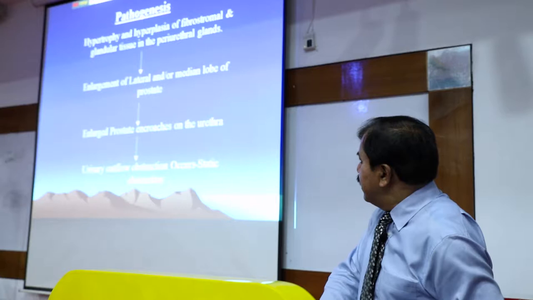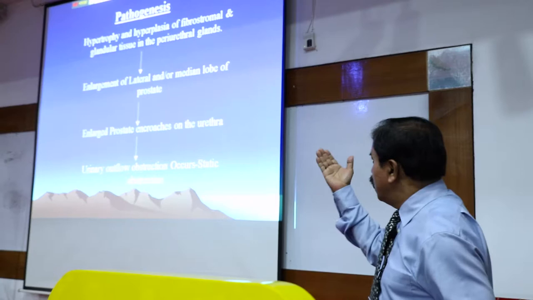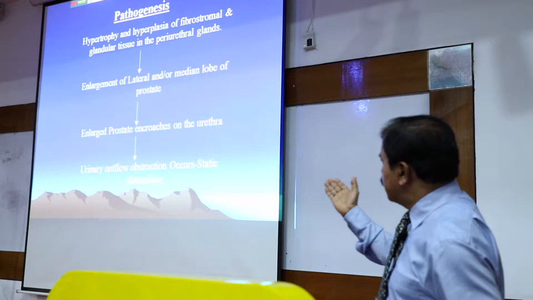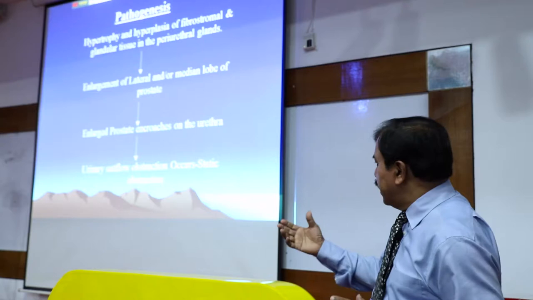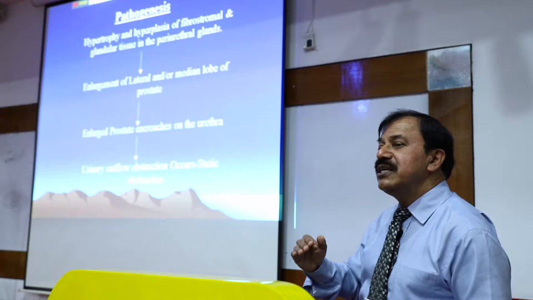And then what is the pathogenesis? Pathogenesis means how the problem arises. You see, this is hypertrophic hyperplasia, enlargement of the prostate gland mainly in the median lobe. When the median lobe enlarges, it blocks the urethra, so urine cannot pass. The flow of urine is obstructed, and urine is retained within the bladder.